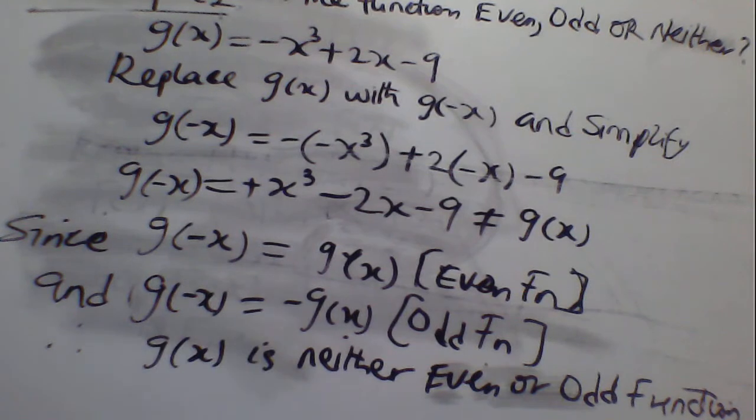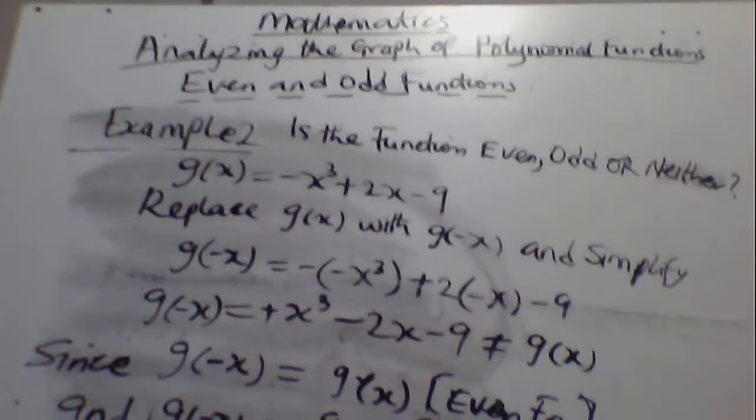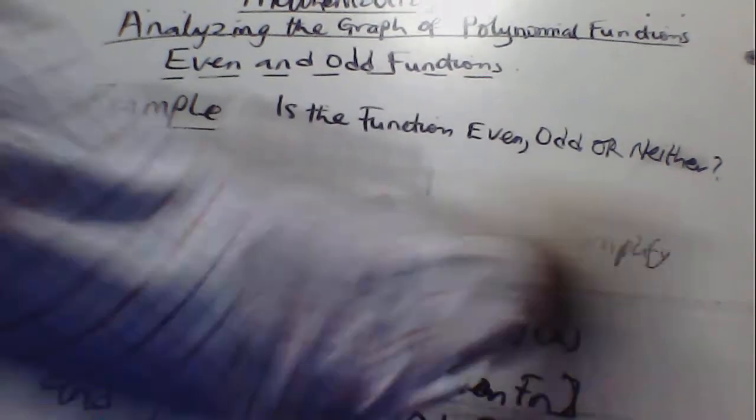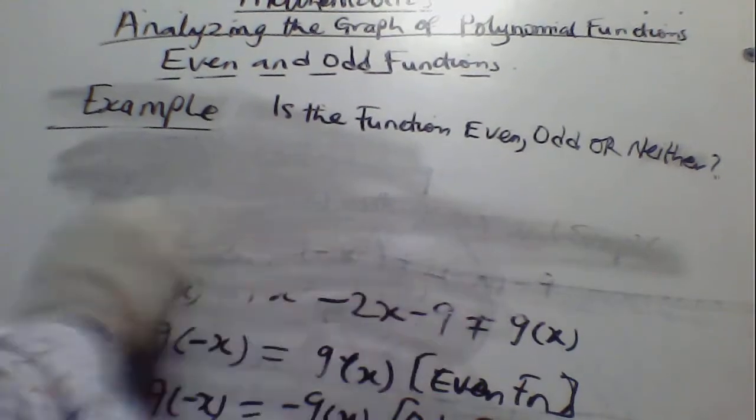So g of x is neither an even nor an odd function. That is an example that explains the concept of neither of the given functions. So let's do one more example, where we are testing for the even or odd characteristic of a given function. Let's do the last example and then we proceed.